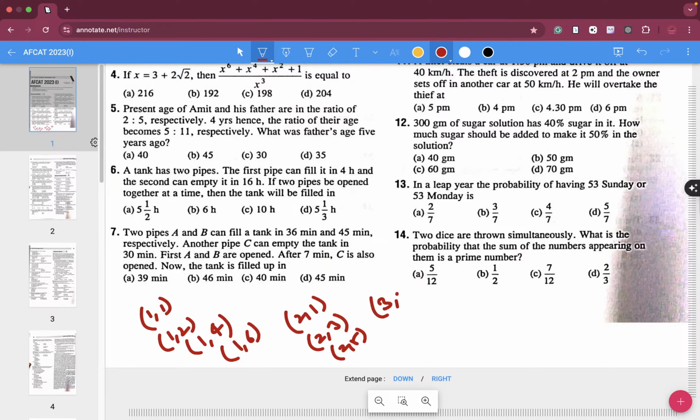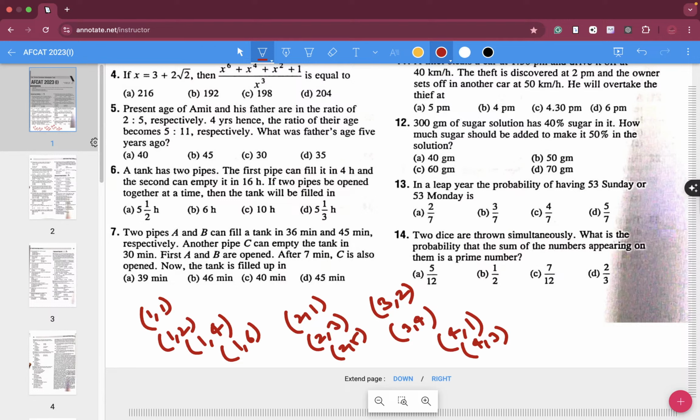Similarly 3 comma 1, not possible. 3 comma 2 is possible. 3 comma 3, 3 comma 4, 3 comma 5 is 8, 3 comma 6 is 9, so those are not possible. Now 4 comma 1, summation is 5. 4 comma 2 is 6. 4 comma 3 is 7. 4 comma 4 is 8, and 4 comma 5 is 9. 4 comma 6 is 10.